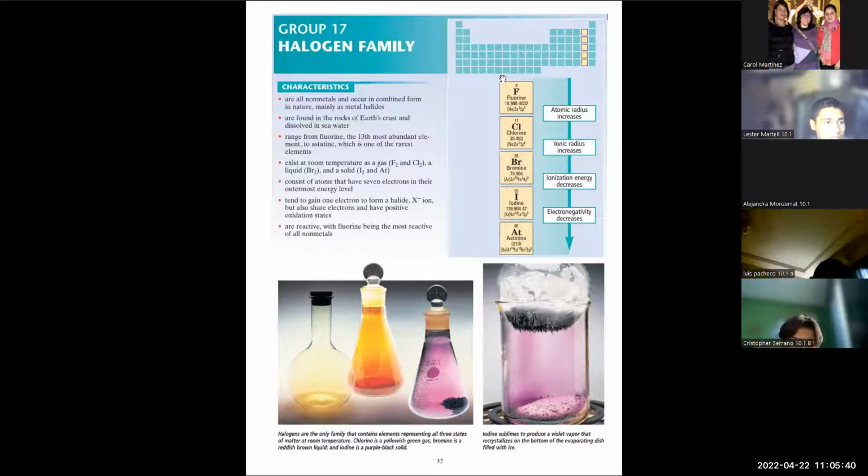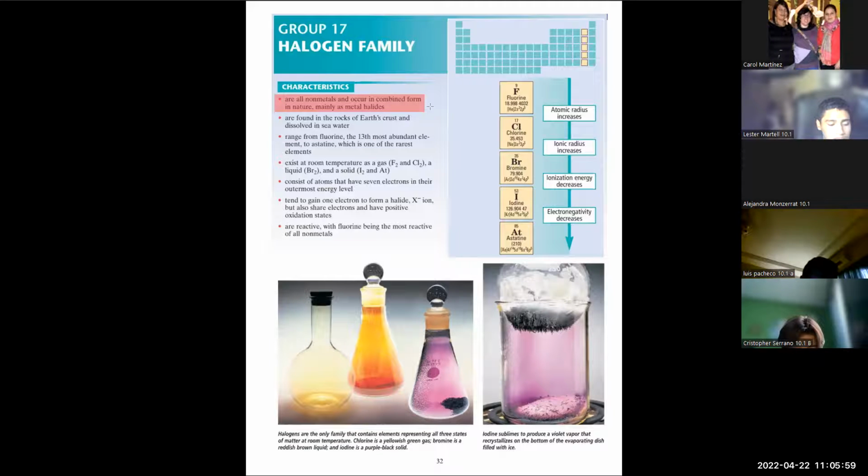All of them are non-metals, okay? And they can occur in nature combined or in metal halides.